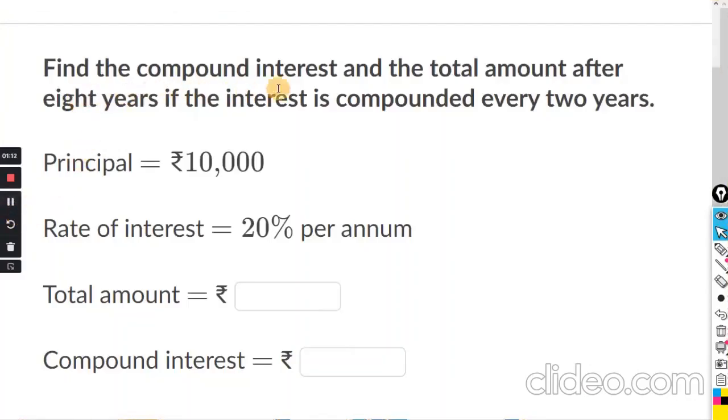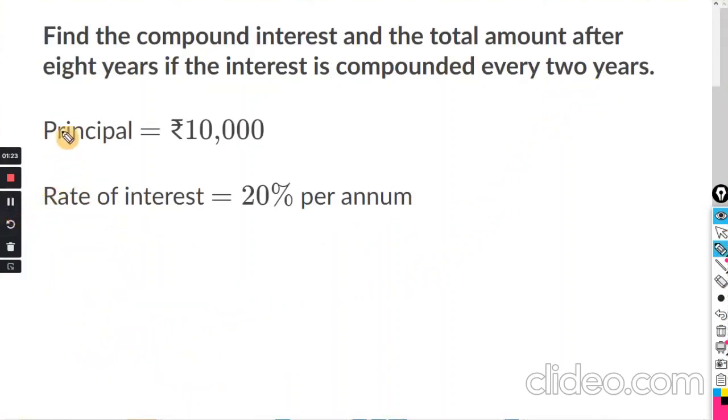Find the compound interest and the total amount after 8 years if the interest is compounded every 2 years. They want the total amount and the compound interest. The principal is P, the initial amount invested. I'm not sure what symbol this is, it's obviously not dollars, but this is a monetary amount. The rate of interest is 20% per annum, the same as per year.